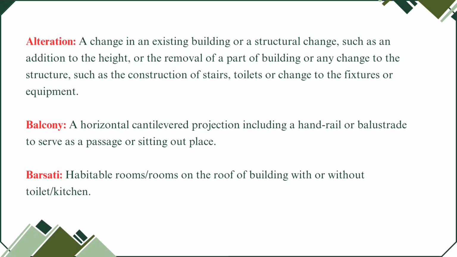Now the next term is balcony. A horizontal cantilever projection including a handrail or a balustrade to serve as a passage or sitting out place is known as a balcony. Now the next is barsati, a habitable room or rooms on the roof of the building with or without toilet and kitchen is known as a barsati.